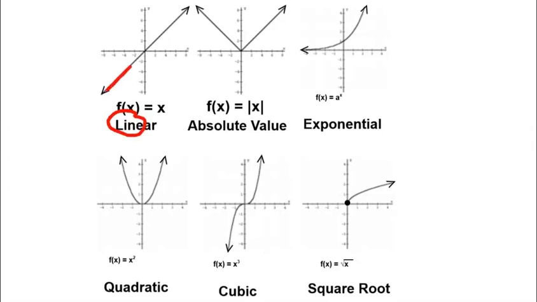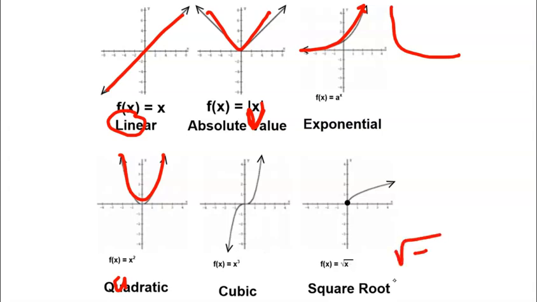Like linear is a line. Absolute value is shaped like a V. Quadratic has a U in it. And exponential gets really high or really low really fast. Since you can't take the square root of a negative number, eventually a square root graph will come to an end point somewhere along the graph.